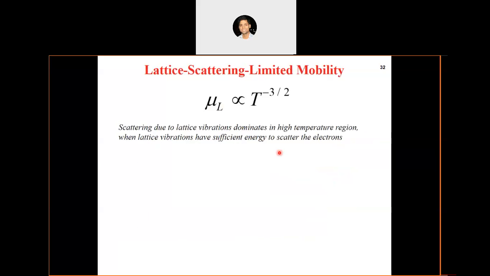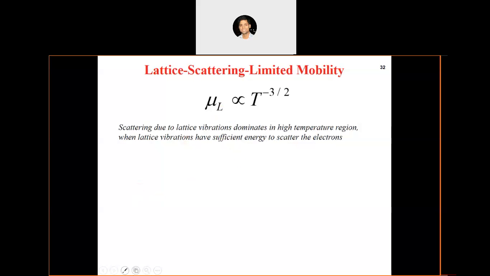So when the scattering is due to the lattice vibrations, then it is lattice scattering limited mobility, and usually it dominates at higher temperature regions, because at high temperatures the vibrations of the lattice atoms have sufficient energy to scatter the electrons. At low temperatures they don't have sufficient energy for scattering the electrons. So that is why this process dominates at higher temperatures.